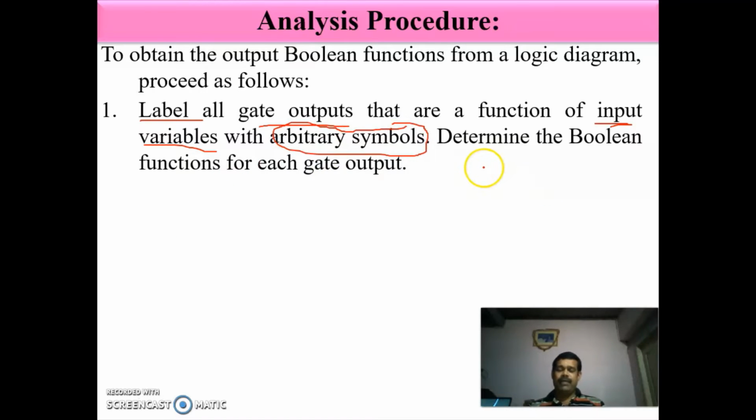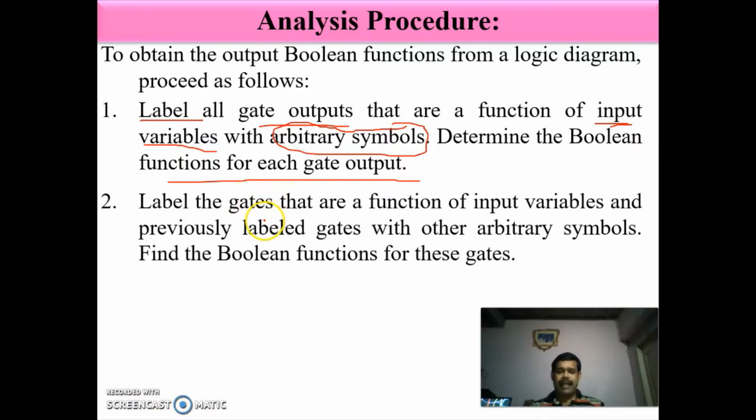Next, we have to determine the Boolean function for each gate output. In a combinational circuit, we know that there will be more than one gate. Combination of gates combined together to form a combinational circuit. So first thing what you have to do means we have to label the outputs that are the function of input variable with some arbitrary symbols. Then we have to determine the output of each gate.